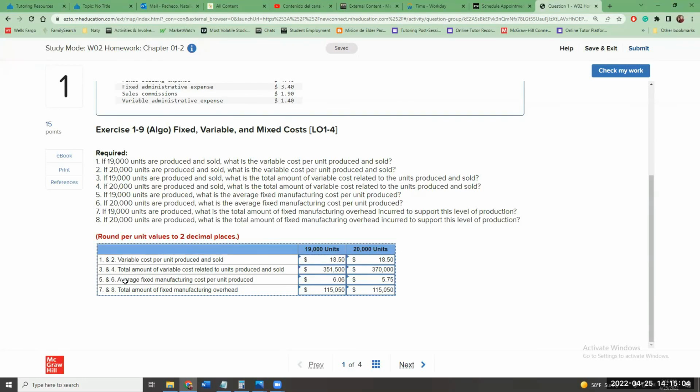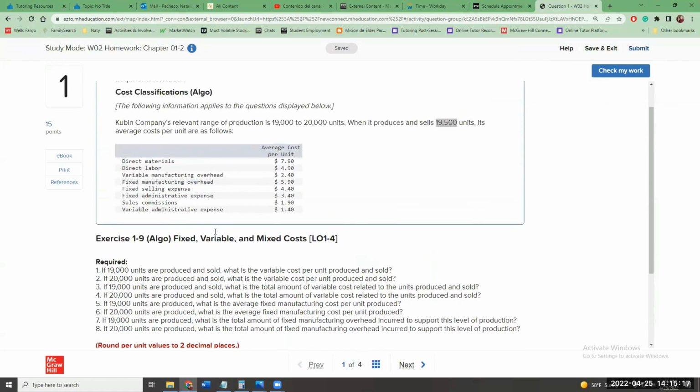Now with the fixed cost, the average fixed manufacturing cost per unit produced, we should solve this one first, the total amount of fixed manufacturing overhead. So they're only asking for the manufacturing part. The only fixed manufacturing cost is the fixed manufacturing overhead, because all of these three are variable and all of these are not for the manufacturing department, they're selling and then administrative. So we're only going to focus on 590.